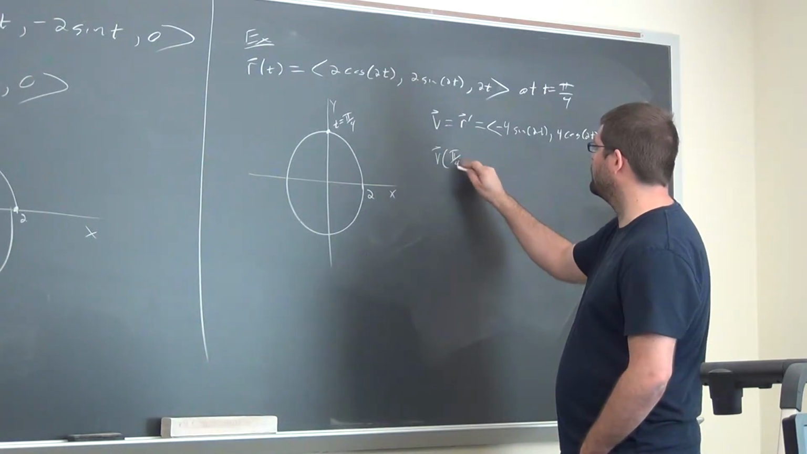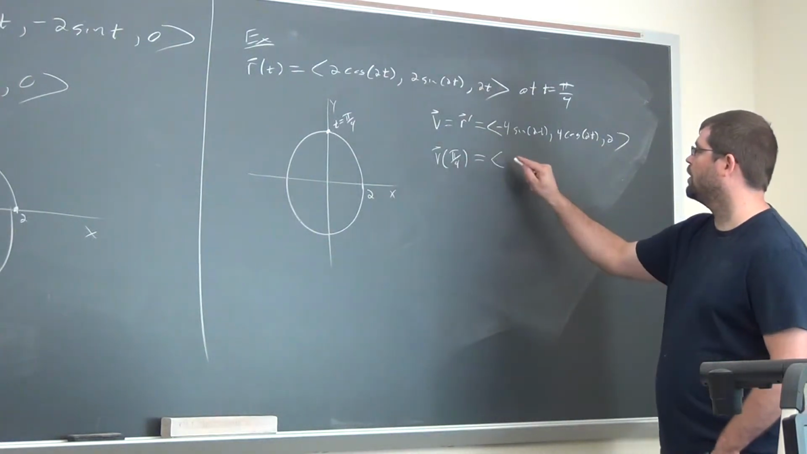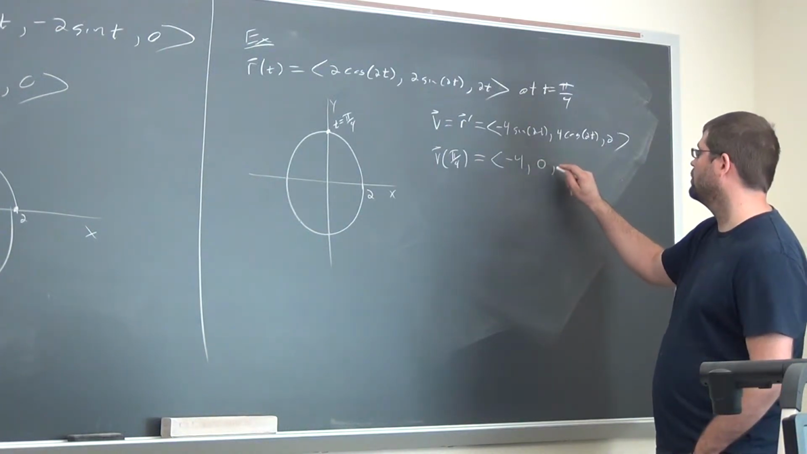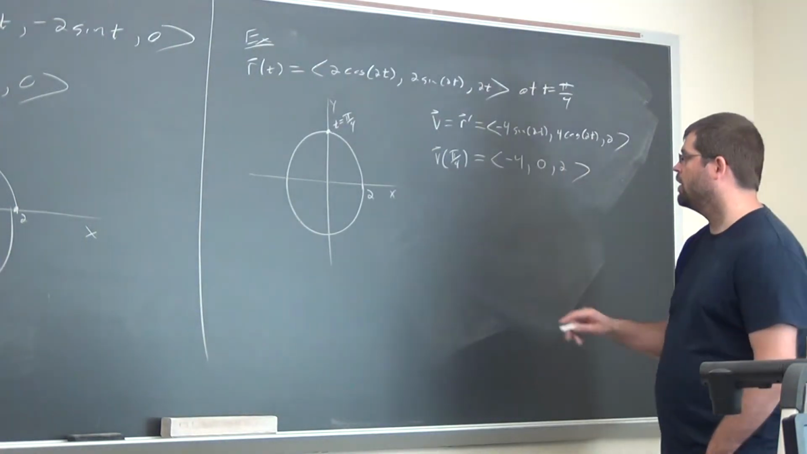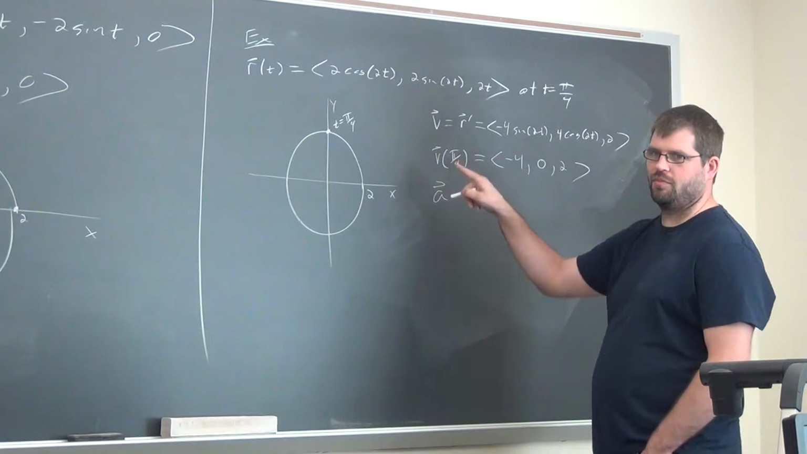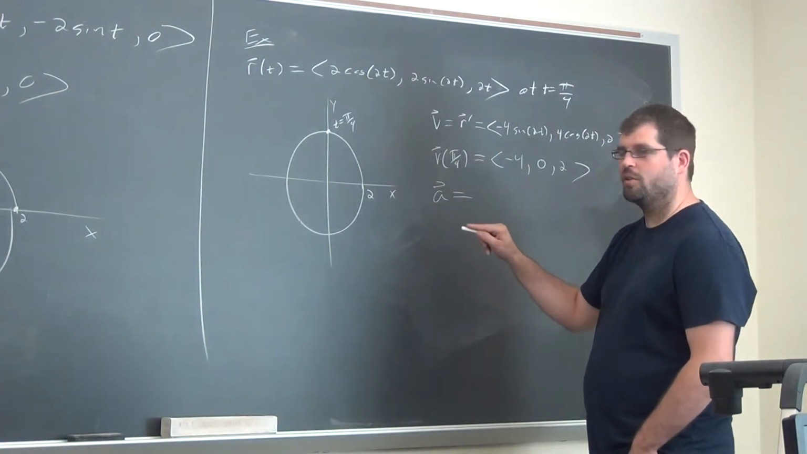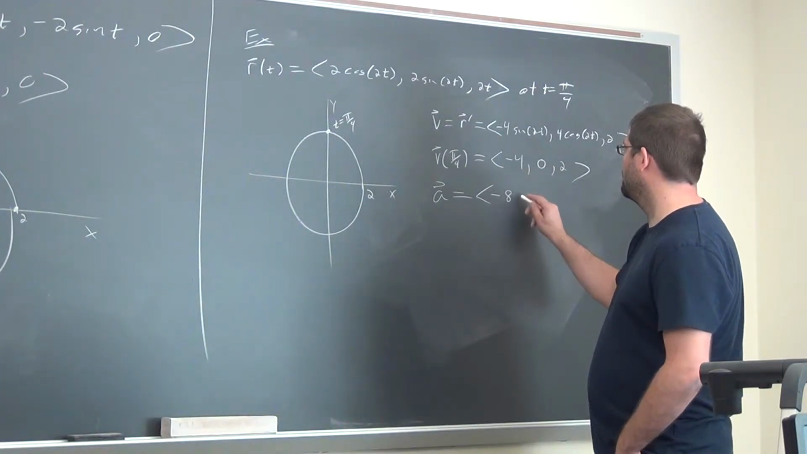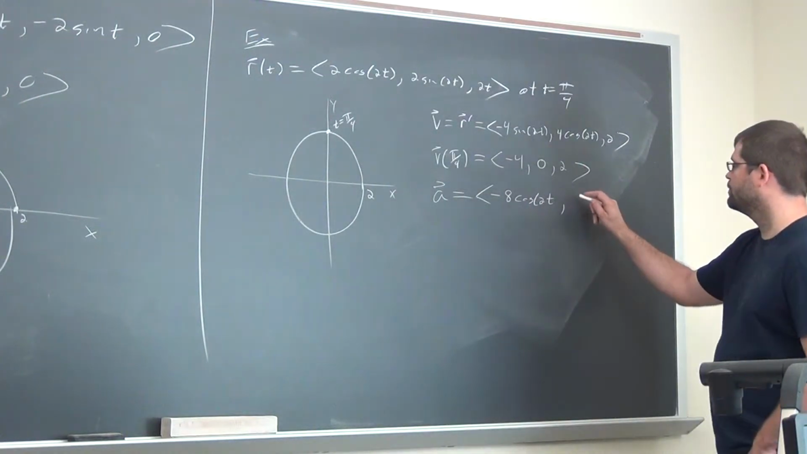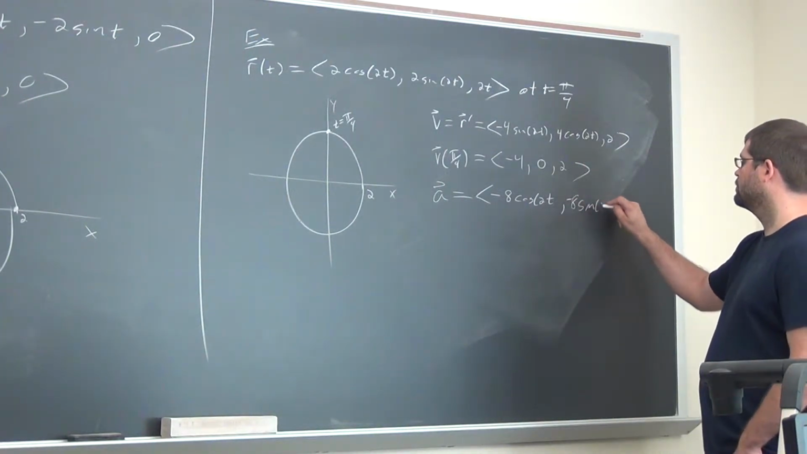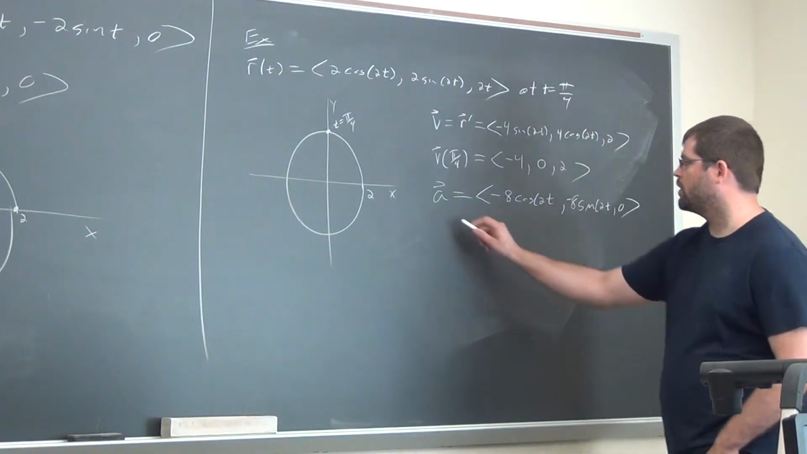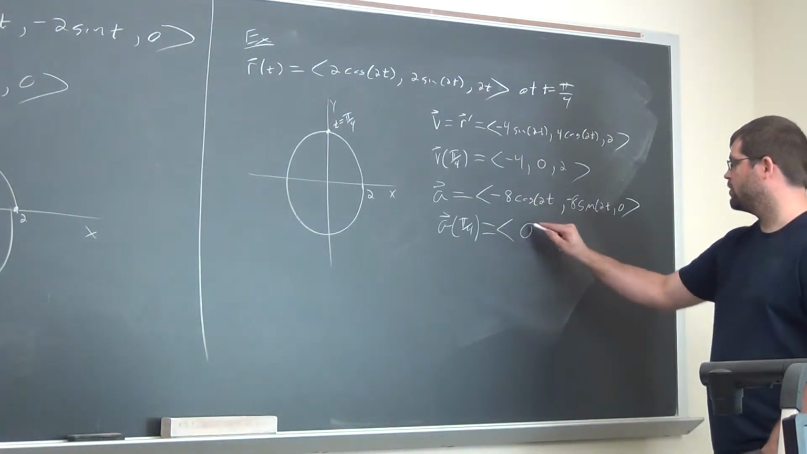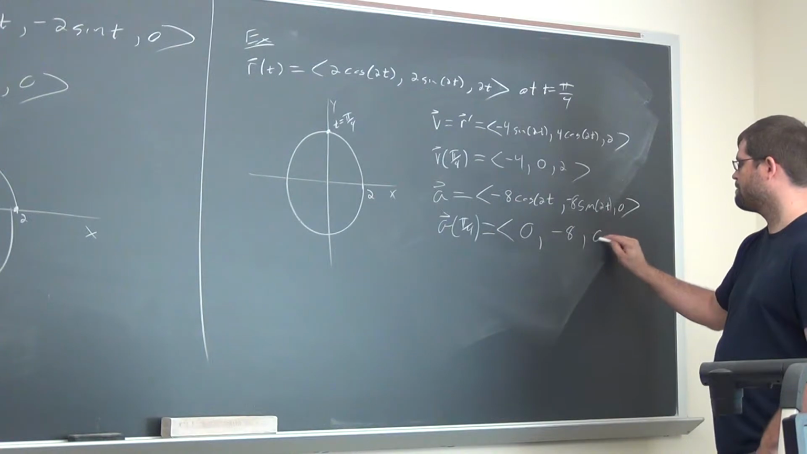Let's go ahead and do it at pi over 4. (-4, 0, 2). Right? And then acceleration. You can do speed, I don't care about this time. Just take the magnitude. Acceleration is (-8 cosine 2t, -8 sine 2t, 0), and so your acceleration at pi over 4 is going to be (0, -8, 0), right?